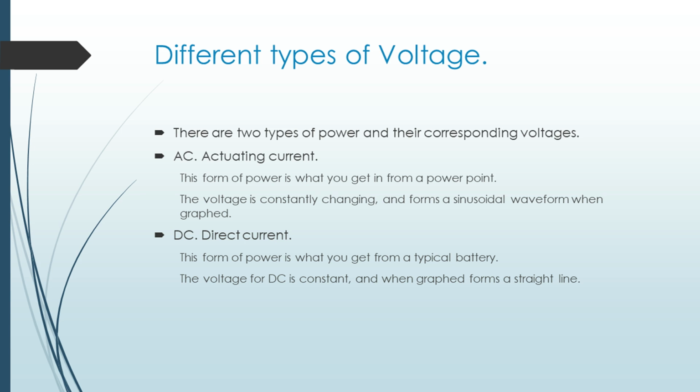Let's look at the different types of voltages. There are 2 types of power that we use today, DC and AC. AC power is what you get out of a wall plug that you use in your home. In this form of power, the voltage is constantly changing and it can be graphed as a sinusoidal waveform. The other form of power is DC. This has a constant voltage and is the type of energy you get from a battery. When graphed, it is seen as a straight line.